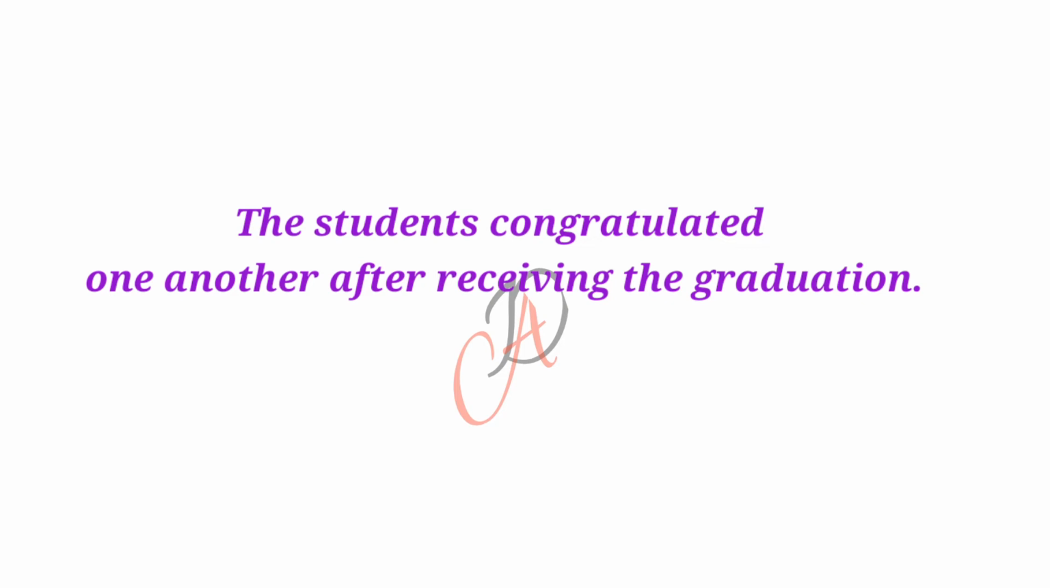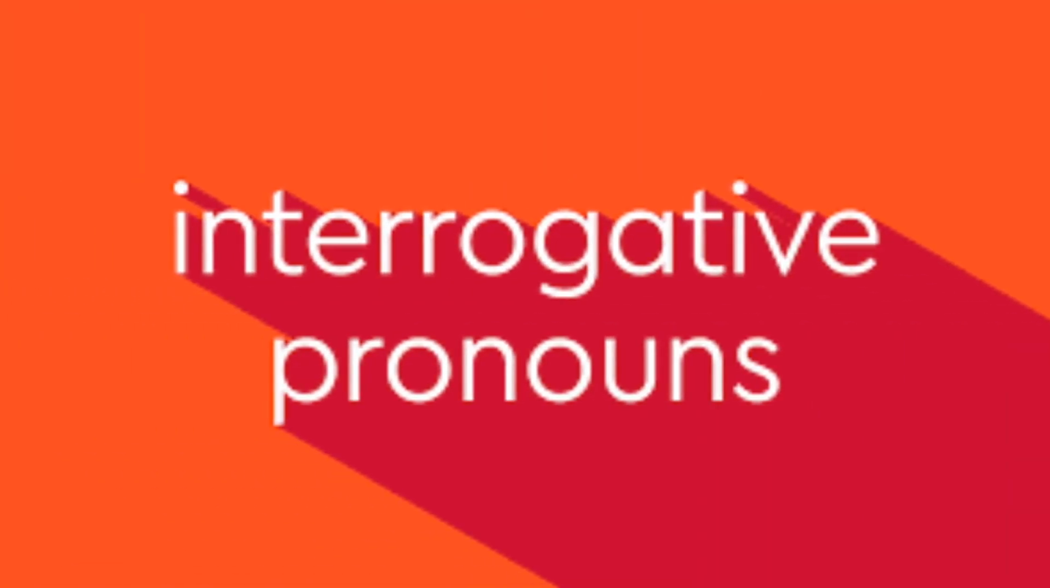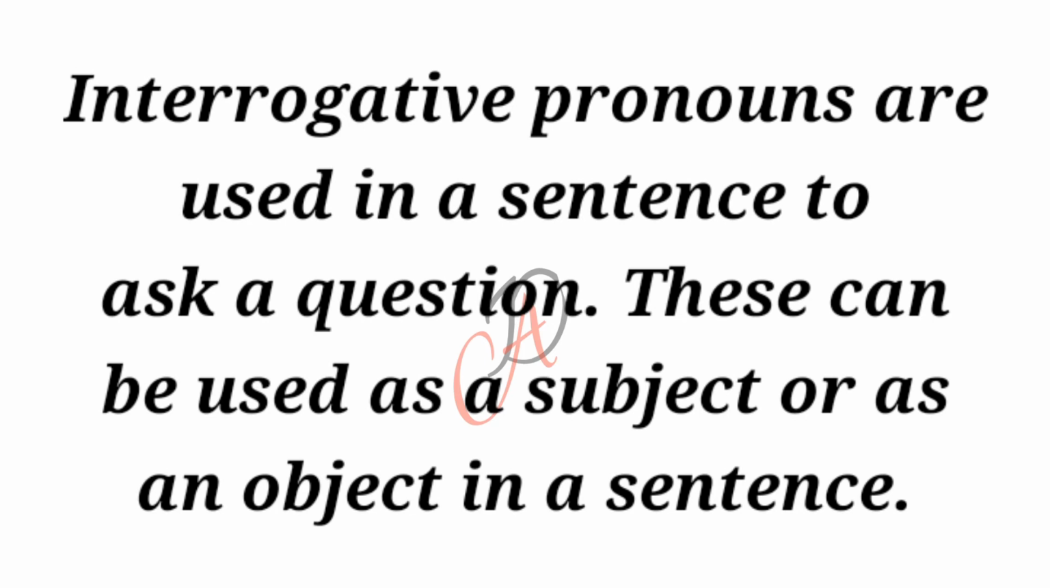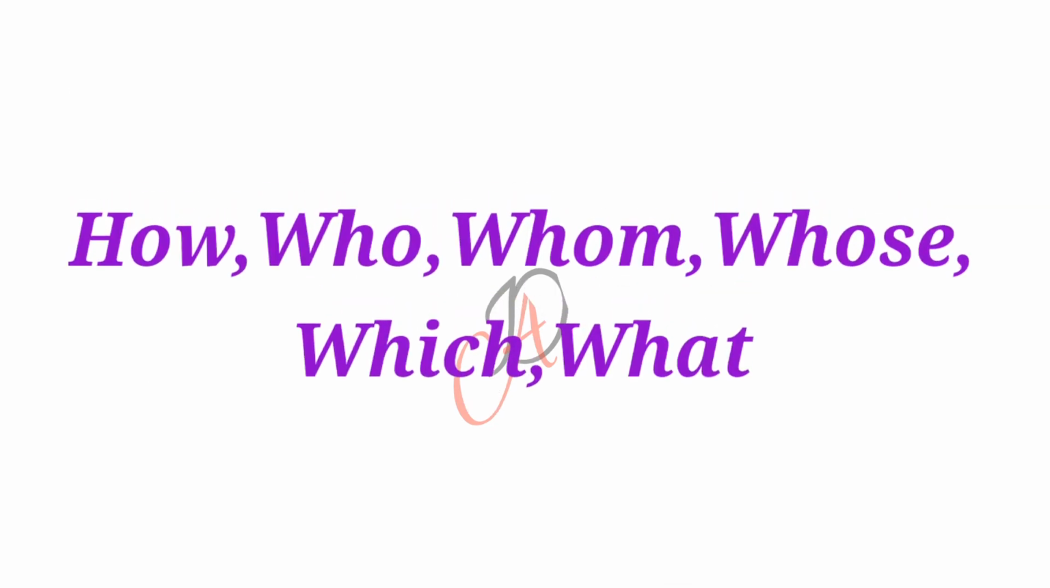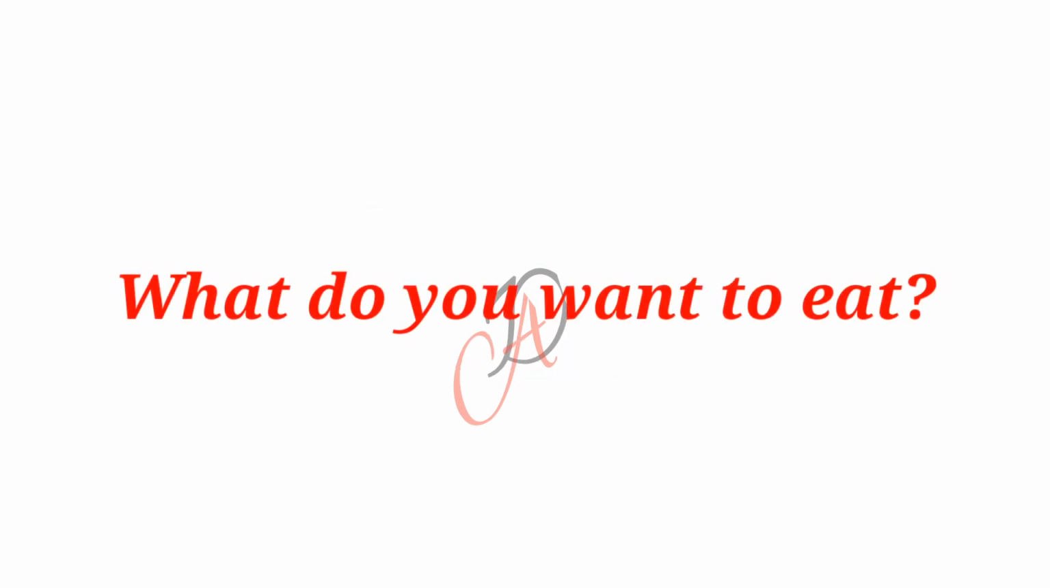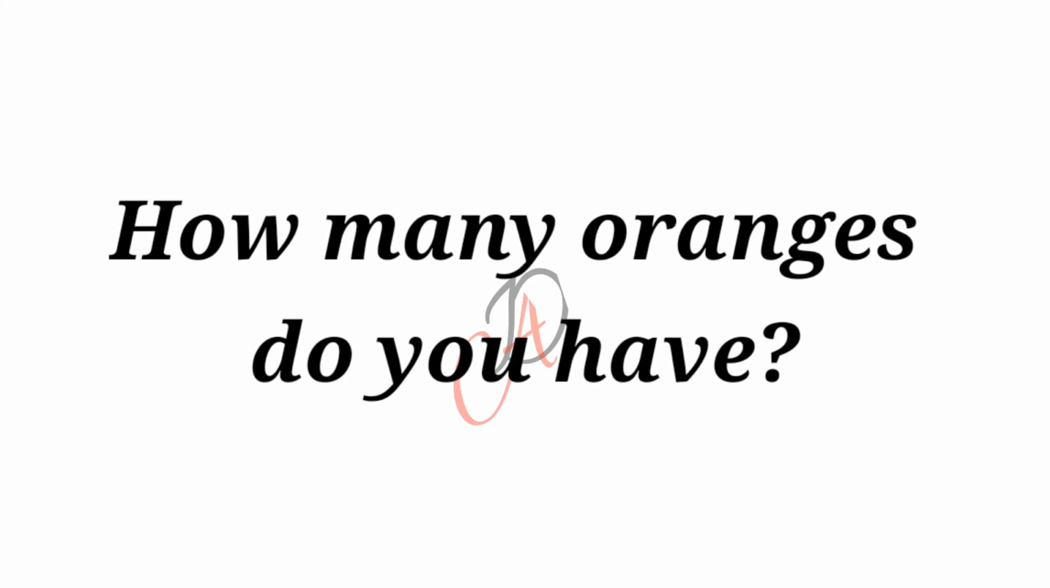So let's move to the next pronoun, that is interrogative pronouns. Interrogative pronouns are used in a sentence to ask a question. These can be used as subject or as an object in a sentence. The common interrogative pronouns are how, who, whom, whose, which, what. So let's see the example. What do you want to eat? The second one, how many oranges do you have? The third one, whom do you live with?